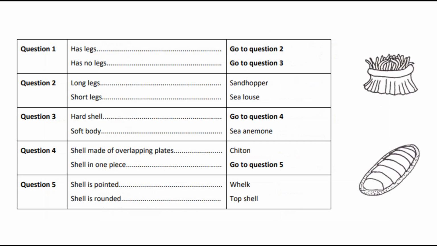What about the organism below? Well, it also has no legs, taking us to question 3. It has a hard shell, so this time we go to question 4. Now, if we look at the shell, we can see that it's actually not in one piece. It appears to be made instead of overlapping plates, so we have just identified a chiton. And it's as simple as that. By working through each step, we've just identified an anemone and a chiton.